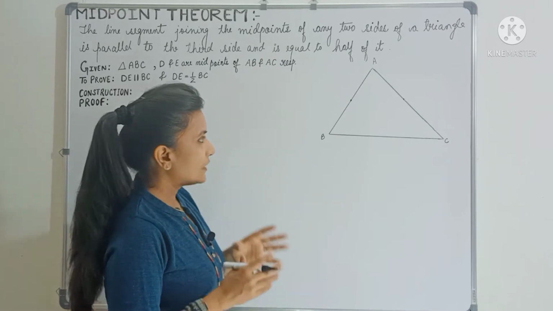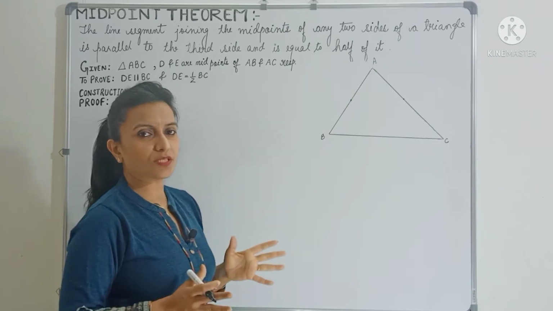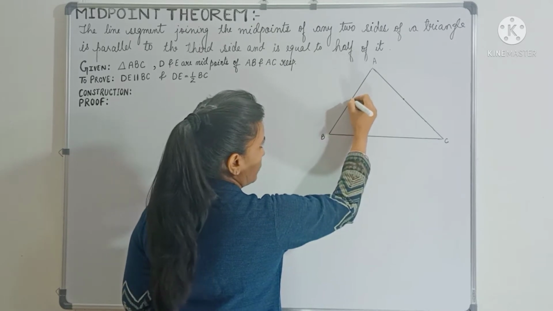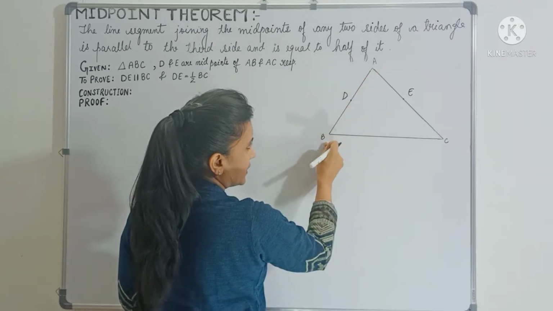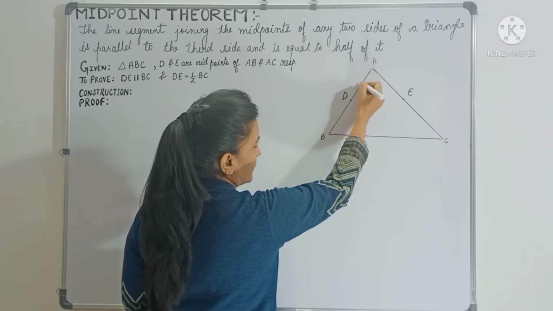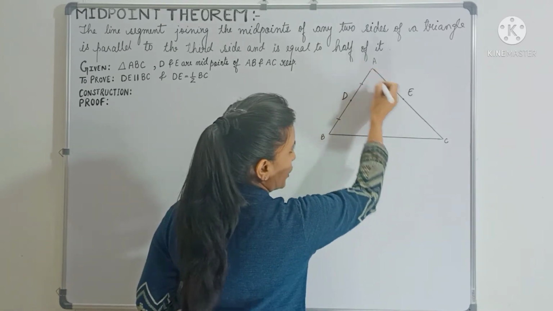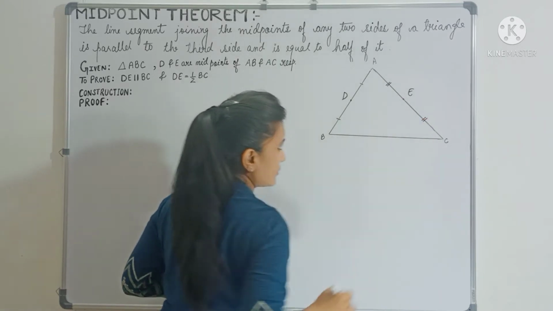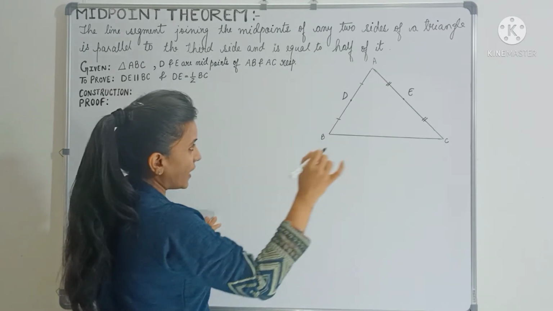I'll explain. Let's say there is a triangle ABC, and the midpoints of any two sides of the triangle are given. So let's take AB and AC, and the midpoints are D and E. Let's say D is the midpoint of AB and E is the midpoint of AC. Right? So if D is the midpoint of AB, I can say that AD is equal to DB. And if E is the midpoint of AC, I can say that AE is equal to EC.